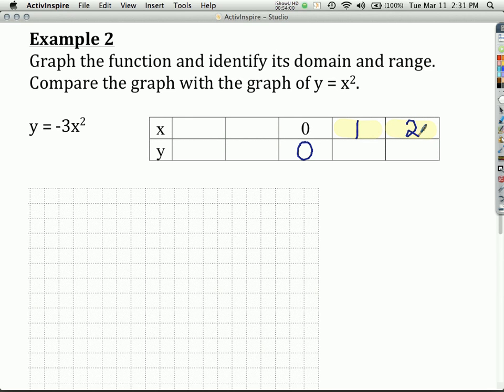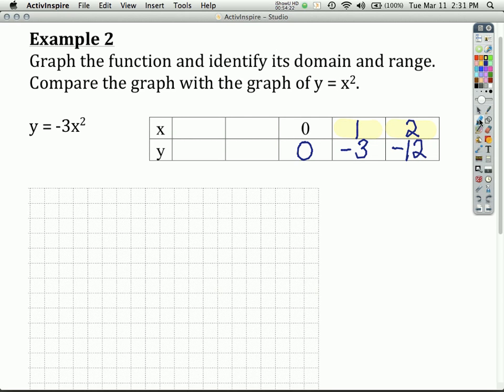Plug in a 1, do mental math. 1 squared is 1 times negative 3, negative 3. Plug in a 2. 2 squared is 4. 4 times negative 3, negative 12. Any questions on how we got those numbers? Now let's go to the other side.